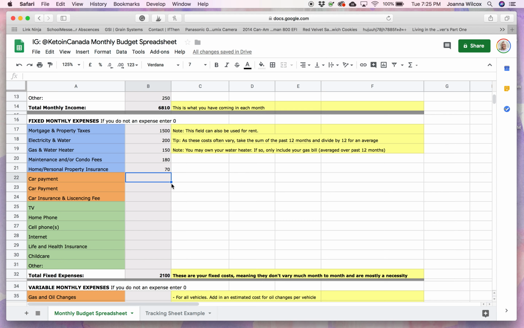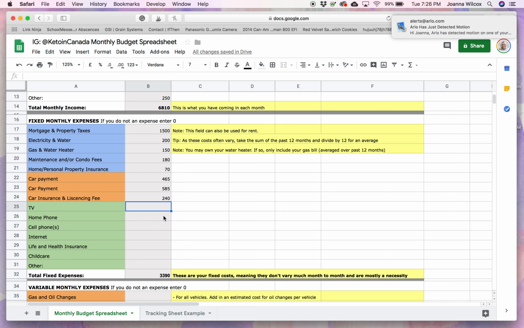Now, car payments. Personally, we have a couple car payments. One might be around this amount. I'm not 100% sure, but I do know I only have 5 more payments left. We have another payment. Let's say it's higher because I know Steve's car is higher. And then your insurance for both vehicles and your licensing fees. I'm just going to do this. I'm not really sure.